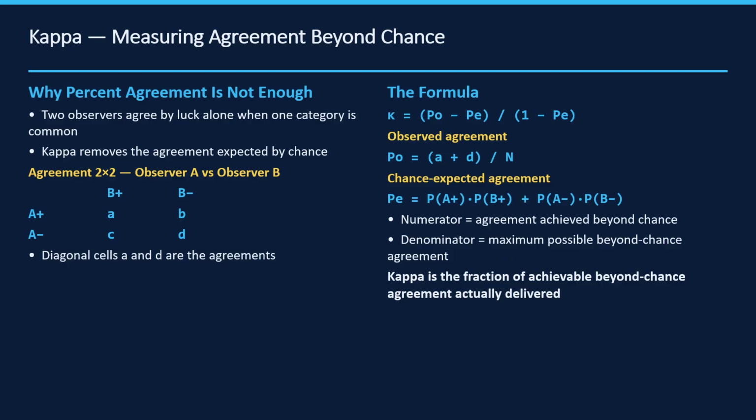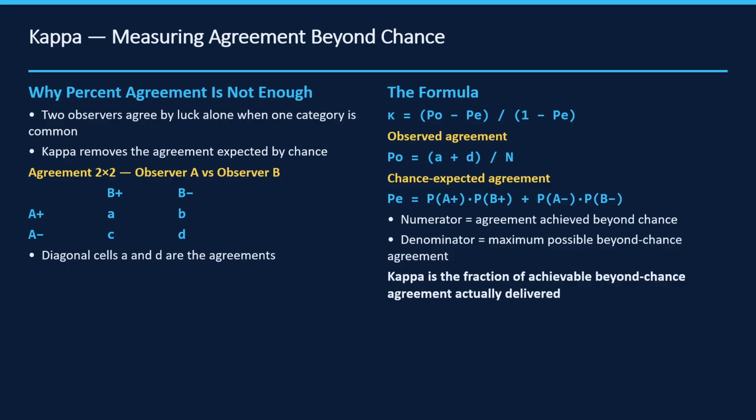The diagonal cells A and D are the agreements. Observed agreement, percent observed, is A plus D over N. Expected agreement, PE, is what chance alone would produce. Multiply A's marginal proportion positive by B's marginal proportion positive. Do the same for the negatives and add. Then kappa equals PO minus PE over 1 minus PE.